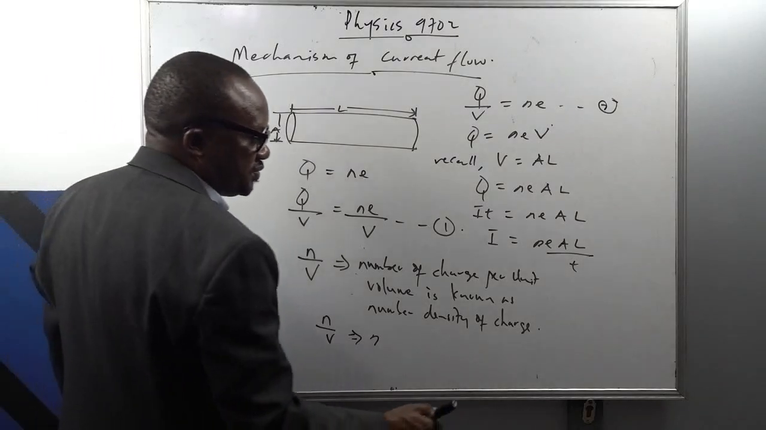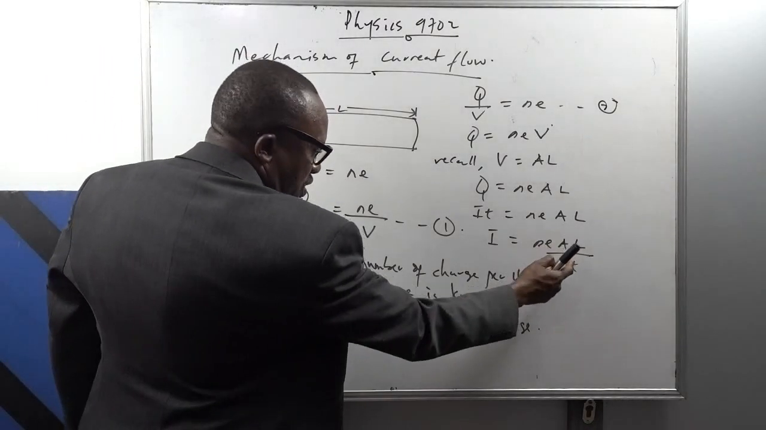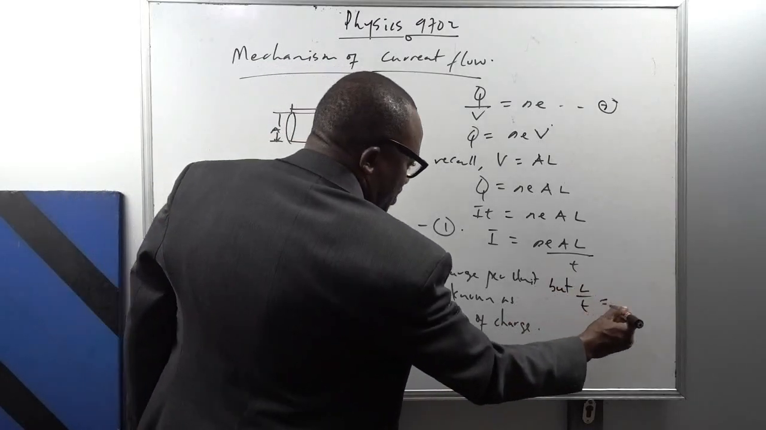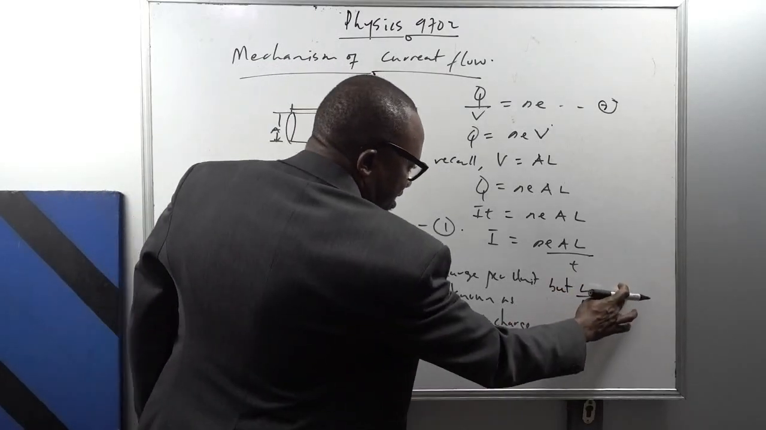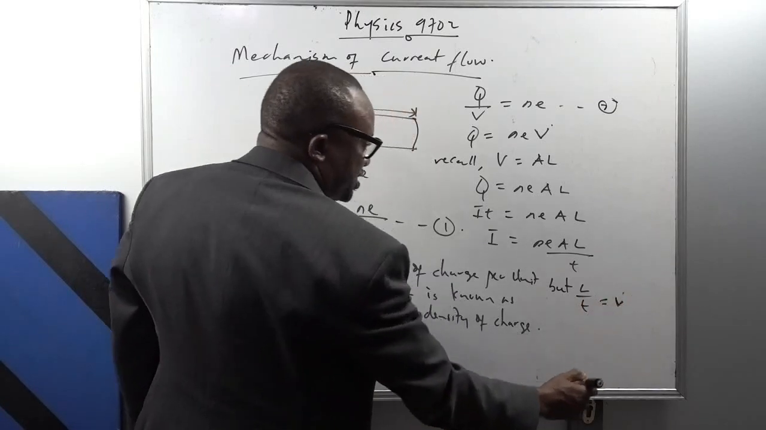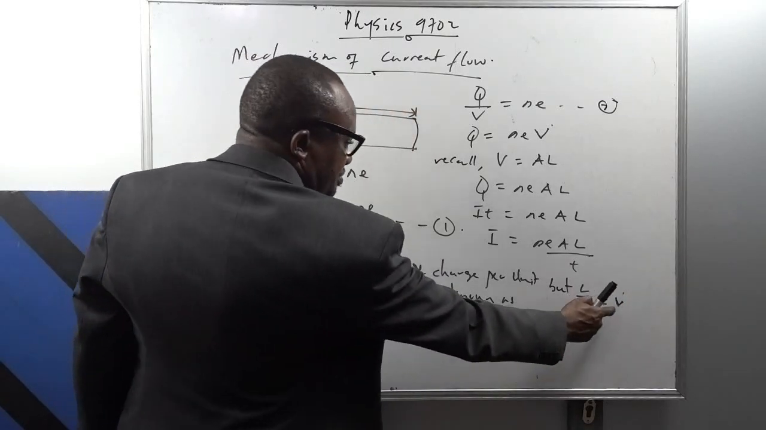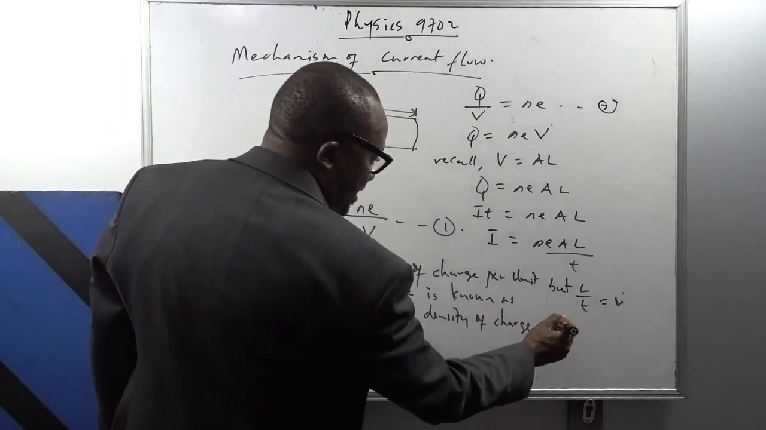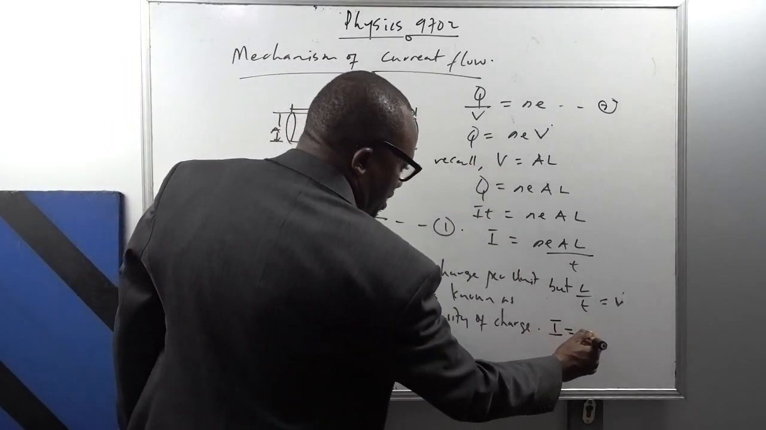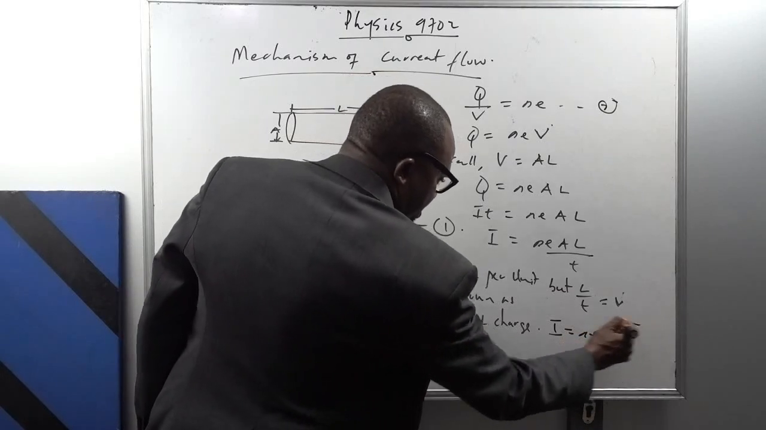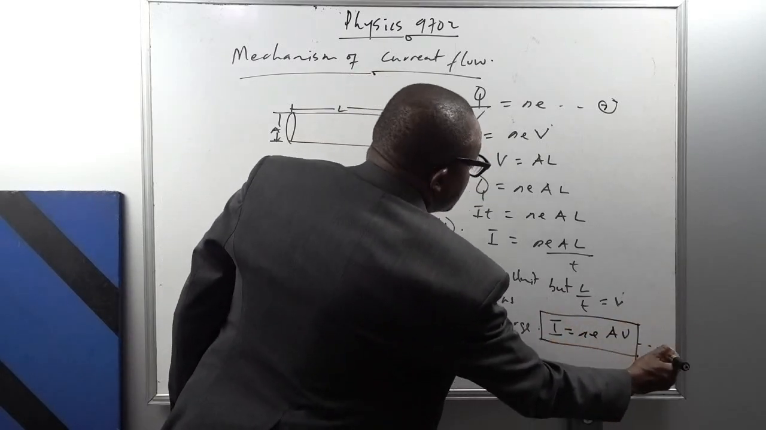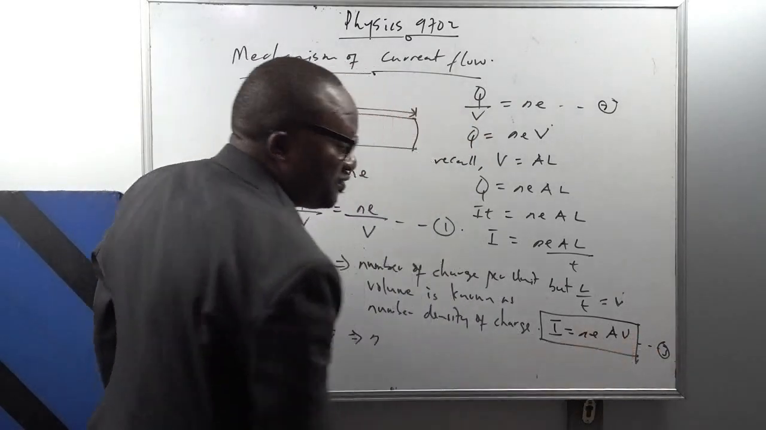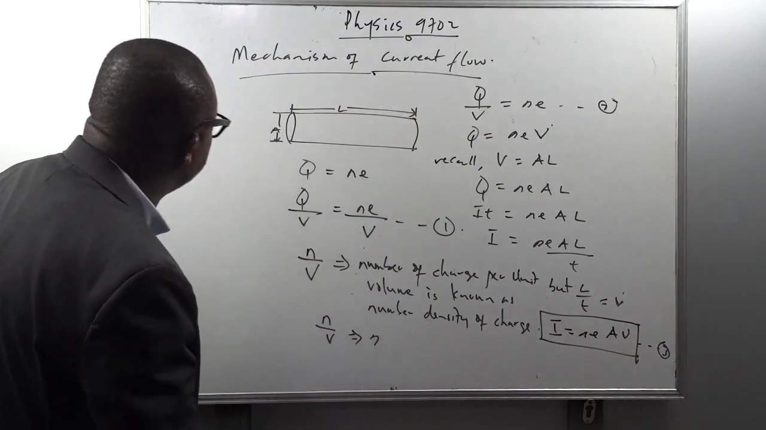So question. What is L over T? L over T represents what? V. This V is what is called the drift velocity. So I represent that one with small v, but the V here is capital V. So the current becomes n e A V. Equation 3. This V here is what is referred to as the drift velocity.